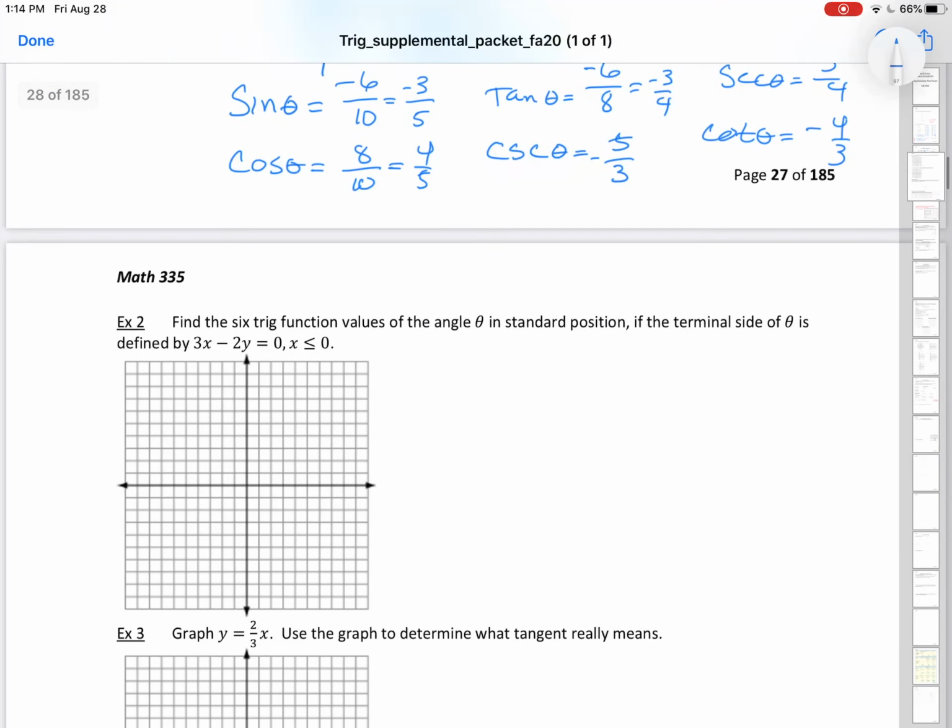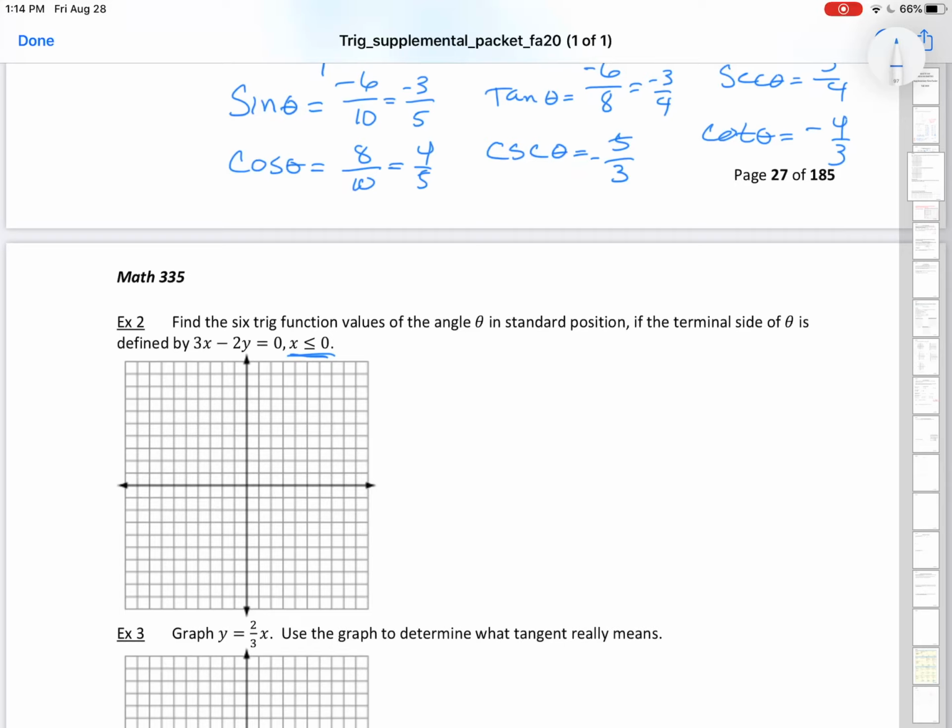All right. So they have some wonderful questions. Find the 6 trigonometric values of an angle theta in standard position if the terminal side of theta is defined by 3x minus 2y equals 0 for x less than or equal to 0. Okay, so that last piece is super critical. For what x is less than or equal to 0.